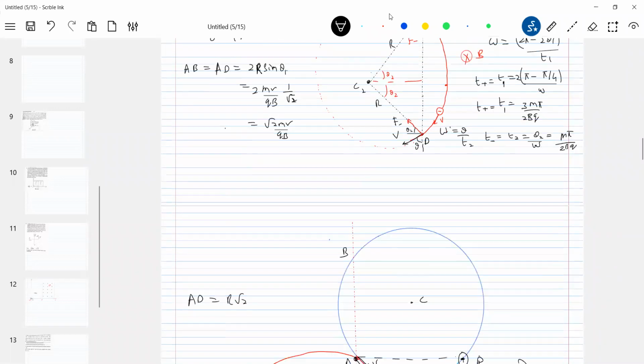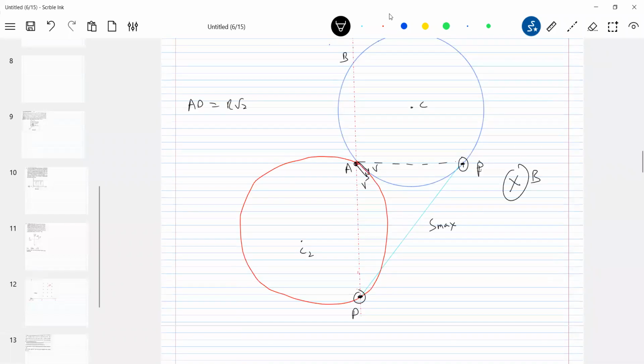It should be R root 2 only. So we know AD is equal to AP. This should also equal AP. Any reason for that?